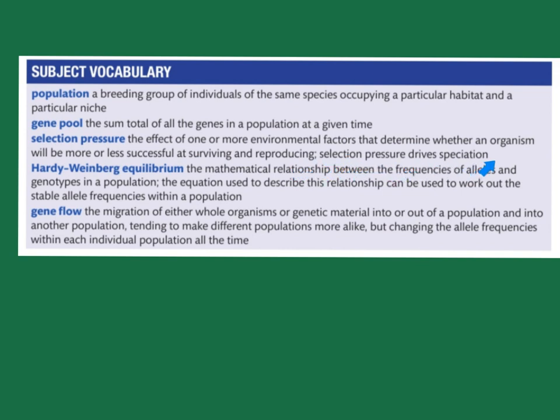Selection pressure drives speciation. Hardy-Weinberg equilibrium: the mathematical relationship between frequencies of alleles and genotypes in a population. The equation used to describe the relationship can be used to work out stable allele frequency within a population. Gene flow: migration of either whole organisms or genetic material into or out of the population and into another population, tending to make different populations more alike, but changing the allele frequencies within each individual population all the time.